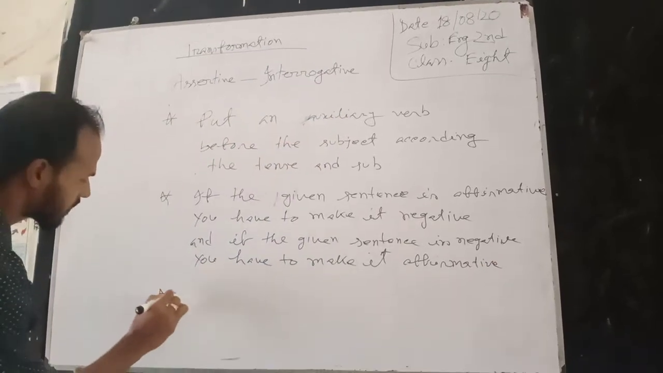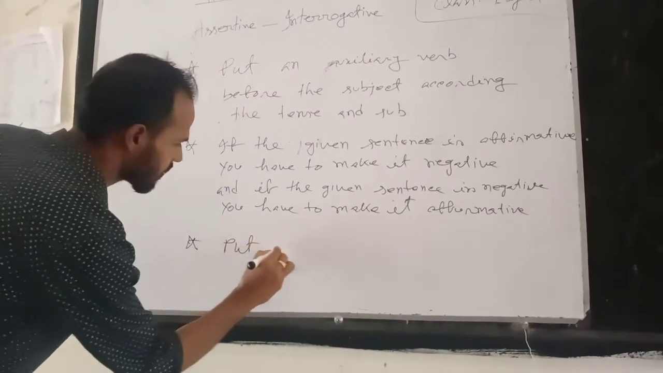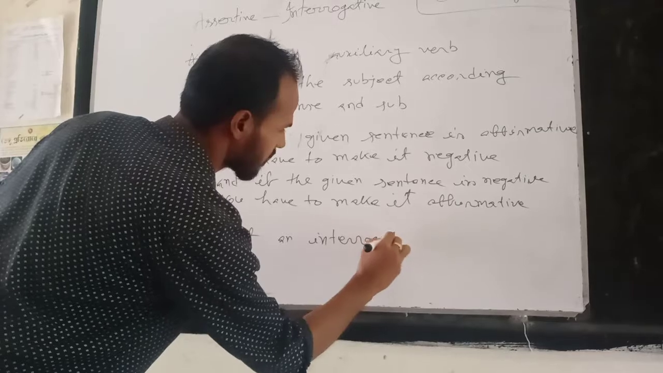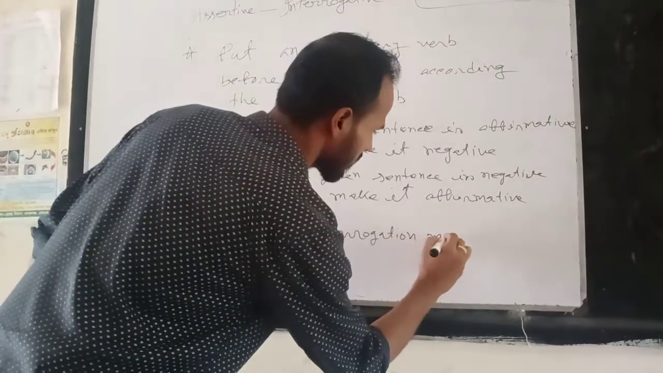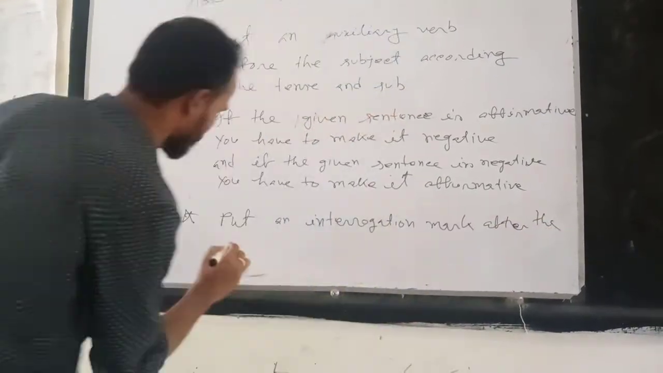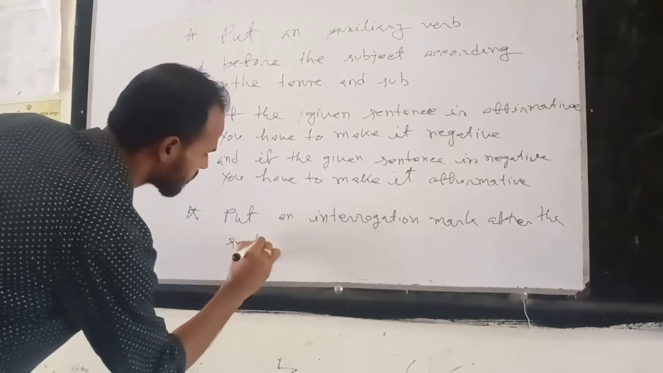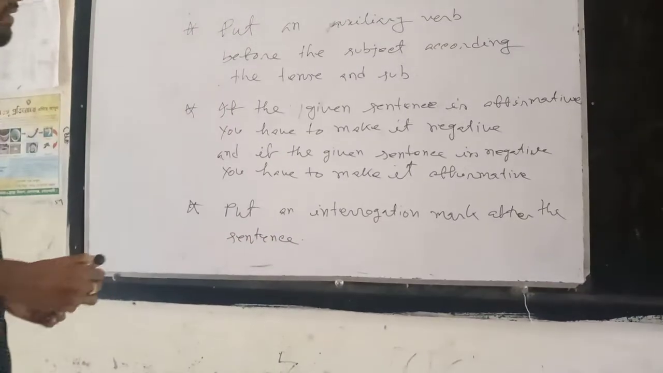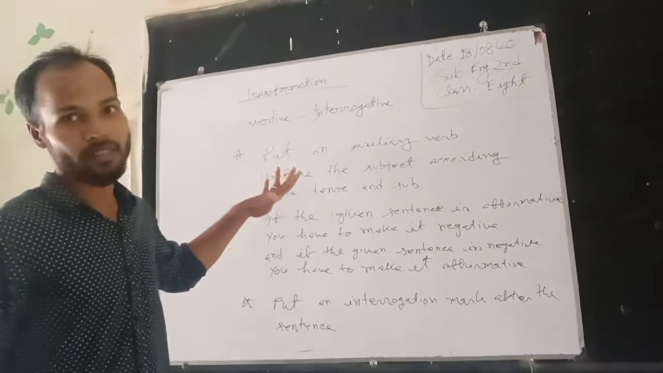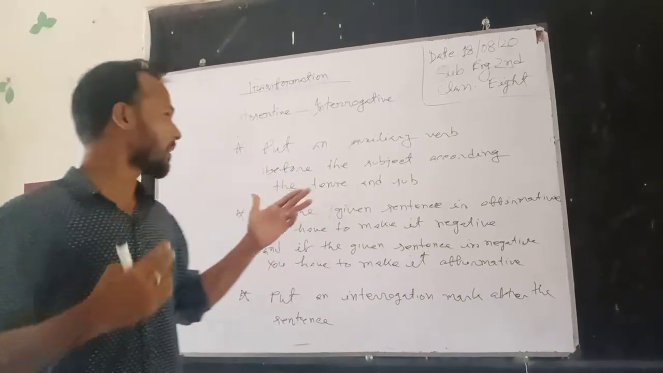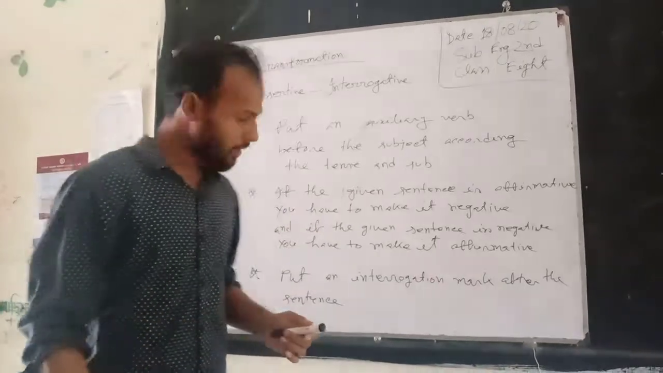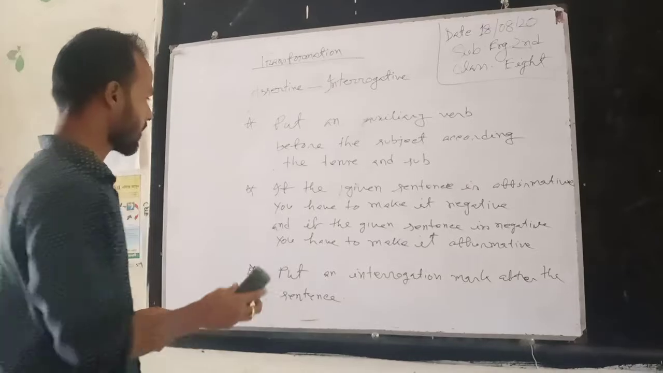The last one is put an interrogation mark after the sentence. So the first one is very important, and if you can do the first one, you can think your making of the interrogative sentence is almost done. So I will discuss the first one.